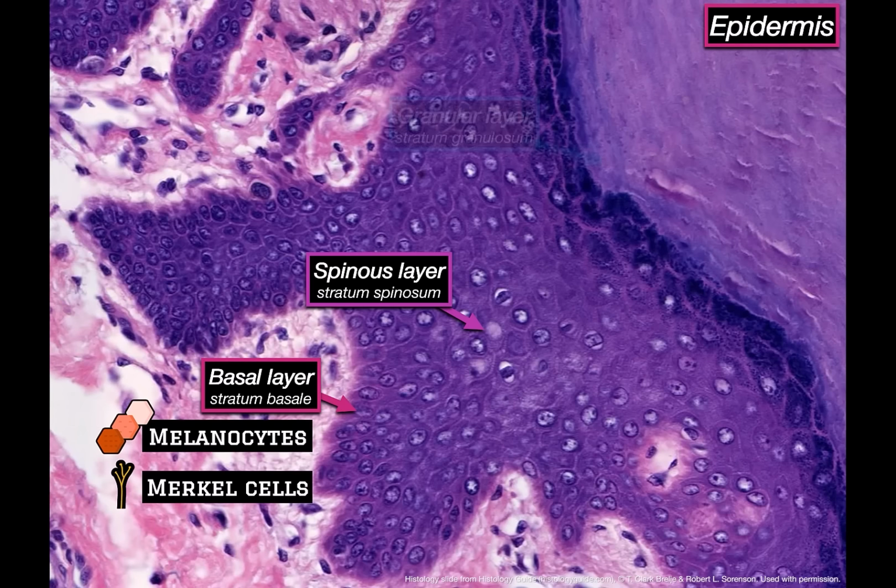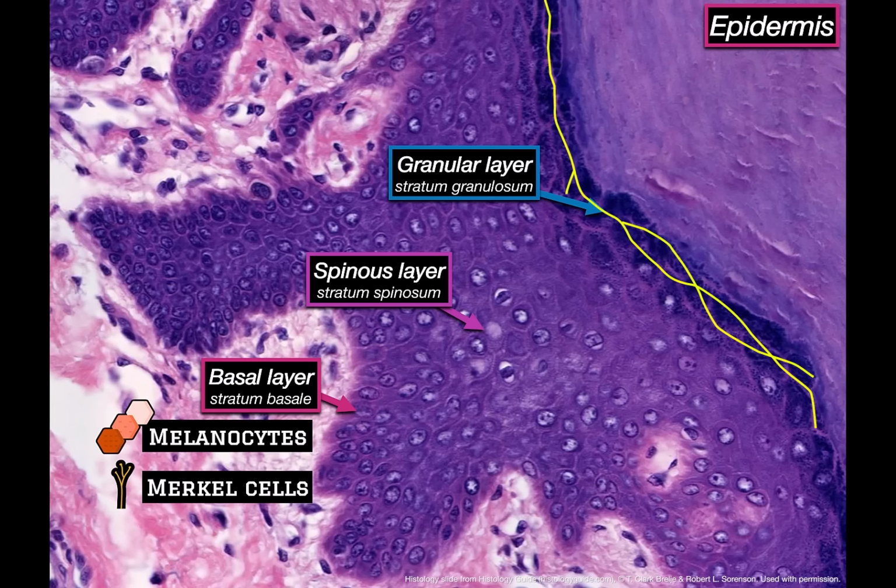Above the spinosum lies the granular layer. The cells here are flatter again and contain dark keratohyalin granules. These granules are full of proteins that later help bundle the keratin filaments together. At the same time, the cells start to release lipid-rich content from the lamellar granules into the spaces between them.